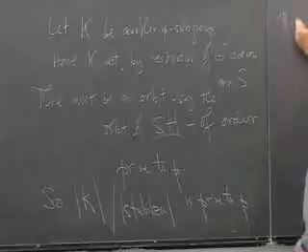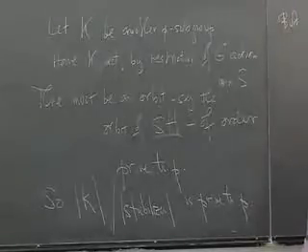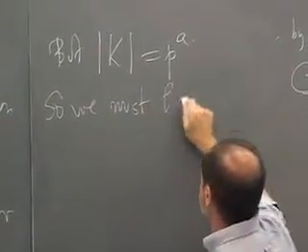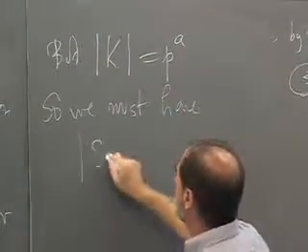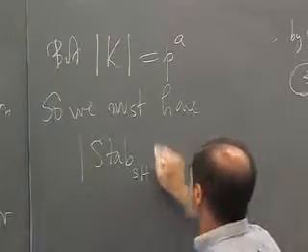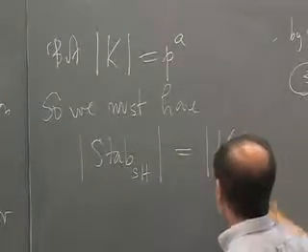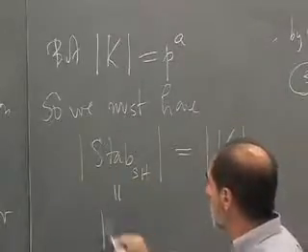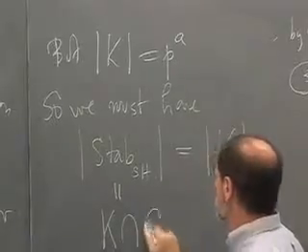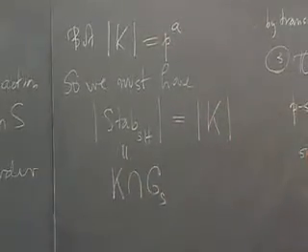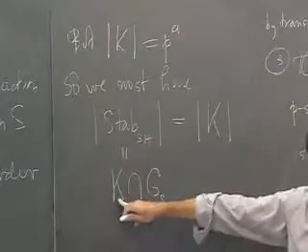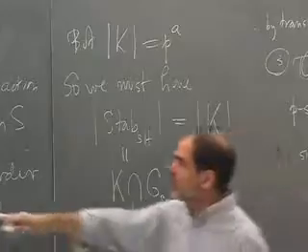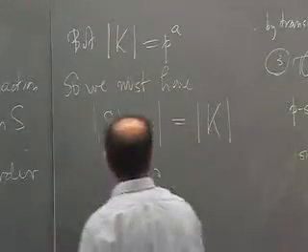But the order of K is p to the n. So we must have the order of the stabilizer of that orbit equal to the order of K. What is the stabilizer of this orbit in K? That's just the group K intersect G_S. It's the elements in the stabilizer in G which lie in K. Correct? G_S we saw was a conjugate of H.